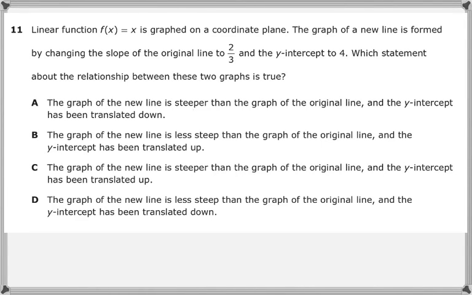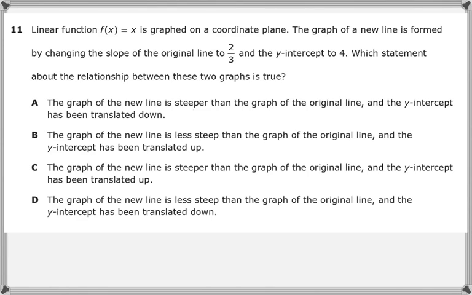Okay, let's take a look at question number 11 from the May 2016 released version of the Algebra 1 STAAR test. Let's go ahead and read it. Linear function f of x equals x, which is the parent function of the linear equation, is graphed on a coordinate plane. The graph of a new line is formed by changing the slope of the original line to 2/3 and the y-intercept to 4. Which statement about the relationship between the two graphs is true?